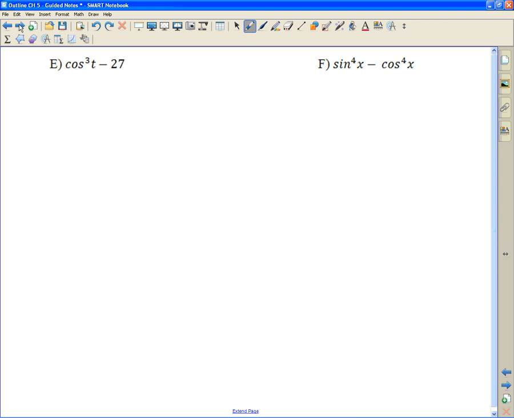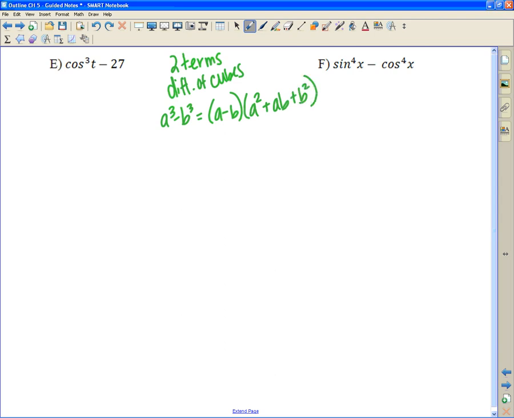Part E, cosine cubed t minus 27. Hopefully you're noticing that there are two terms and they both are cubed entities. So it is a difference of cubes. And remember, we've talked about having that memorized. a cubed minus b cubed equals (a minus b), keep the sign the same, times (a squared plus ab, change that sign, plus b squared). This end result will never be factorable. Otherwise, you would have memorized a different formula.